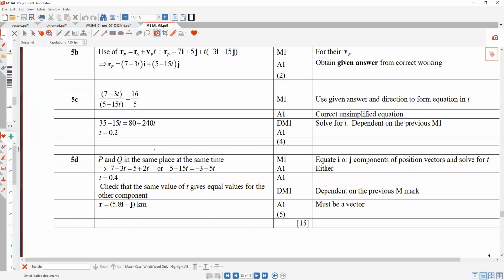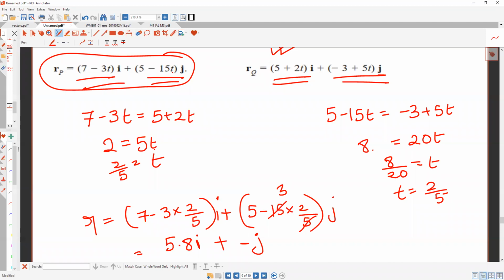Is this sum understood, everyone? Why did you take the position vector of Q? Yeah, you can. It doesn't matter, because they both are at the same point. Whether you take this or this, at the end of the day you will still get 29 by 5 i minus j only.